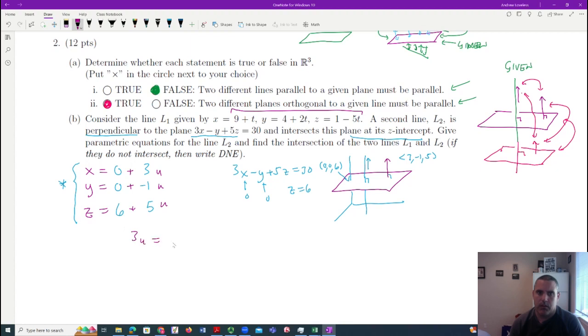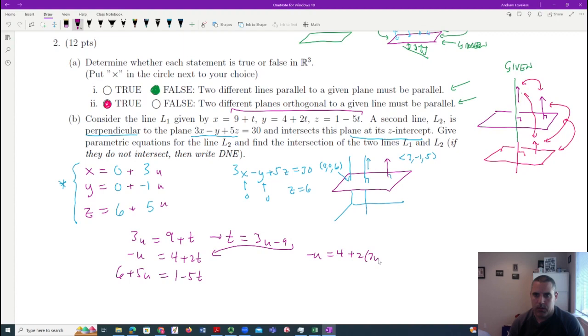We should have 3u. We did a lot of this in the homework and in class. We should have negative u equals 4 plus 2t. We should have 6 plus 5u equals 1 minus 5t. And then you combine and solve. Maybe the easiest way to combine, I don't know what the easiest is. It looks like there are several different ways that are fast to combine. Just pick one. For example, you would get t equals 3u minus 9, substitute. So we're going to have negative u. This is probably not the best way, but it's working. 3u minus 9. So we have negative u.